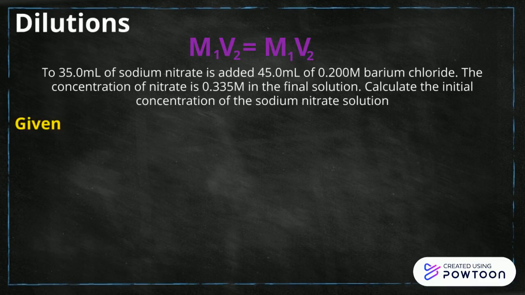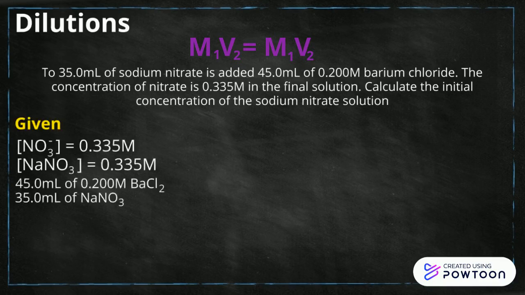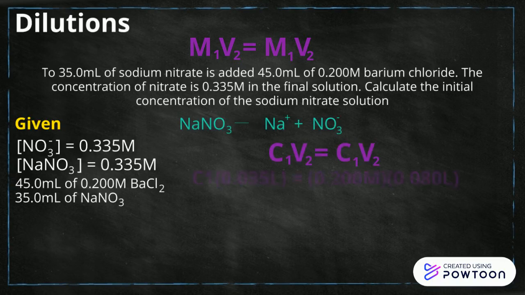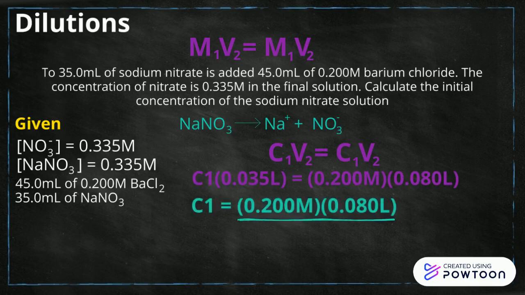So we are given the initial concentration of nitrate and sodium nitrate, which is 0.335 molarity, because it is a 1-to-1 dissociation equation. Now using the M1V1 equals M2V2 formula, plug in the concentrations and volumes of the liquid. Now multiply the 0.200 molarity and 0.080 liter and divide it by 0.035 liter. The answer should come out to 0.457 molarity, which is the sodium nitrate's initial concentration.